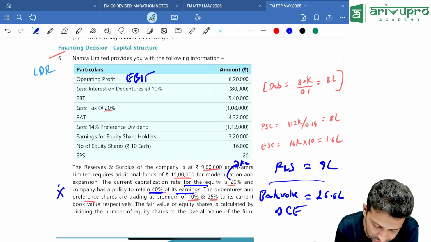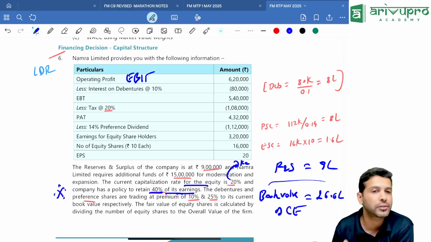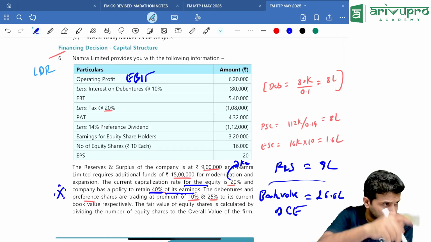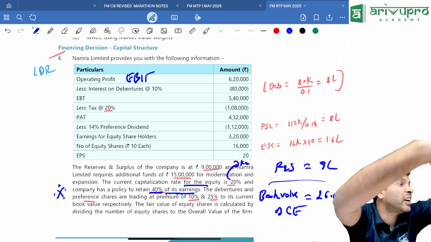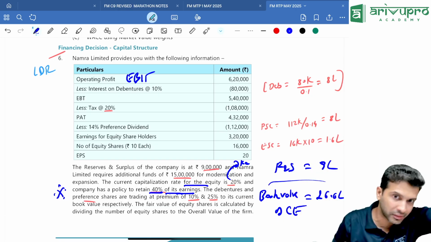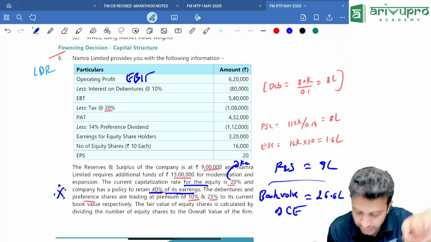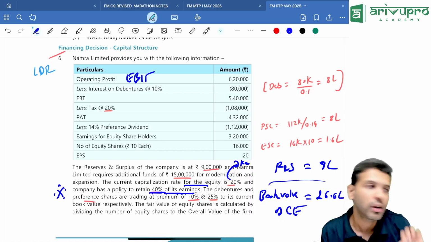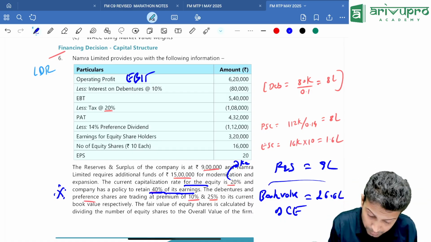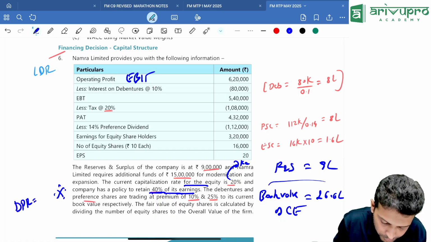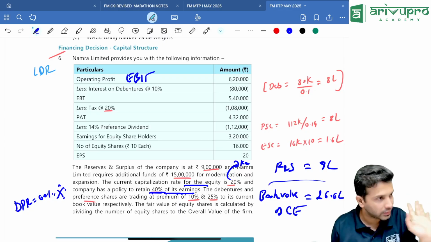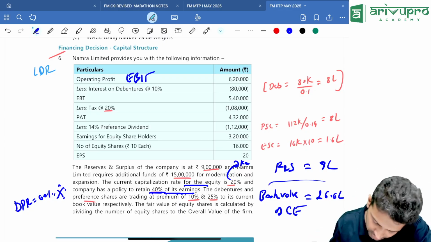This is a highlight of the question. There's a new adjustment. Because if you observe in all our previous problems, they used to say the company has a policy to distribute 100% of earnings. Here, is 100% given or 40%? 40%. Keep that in mind. They have a plan to retain 40%. That means how much is your dividend payout ratio? 60%. This is the highlight. Keep this in mind.